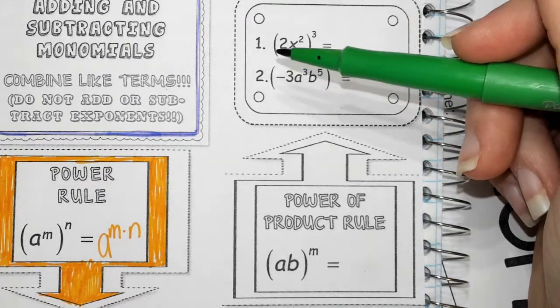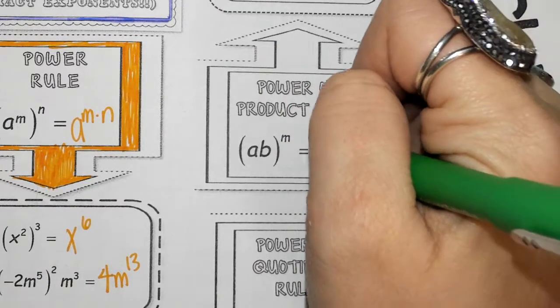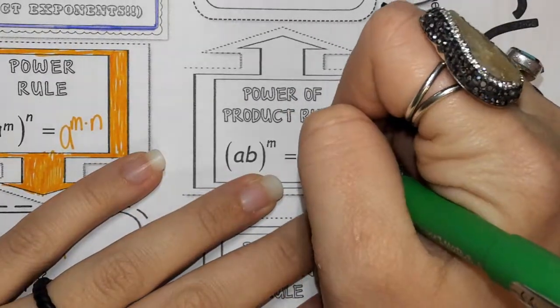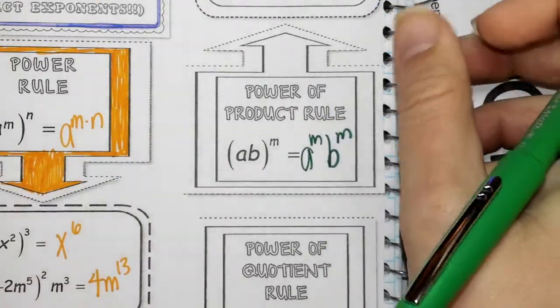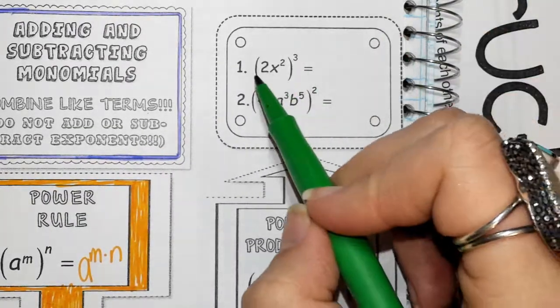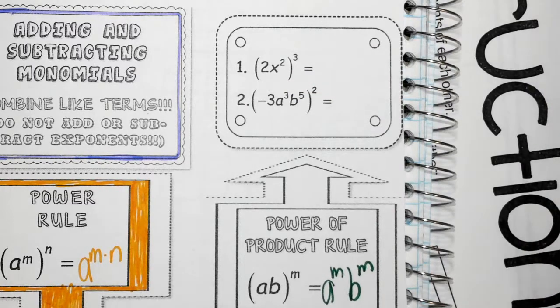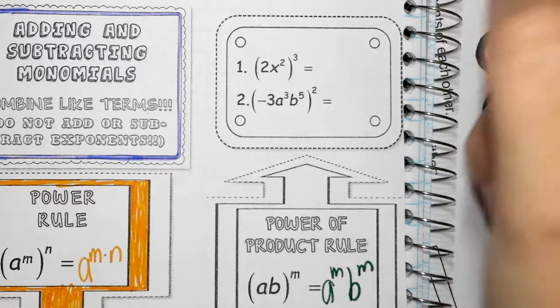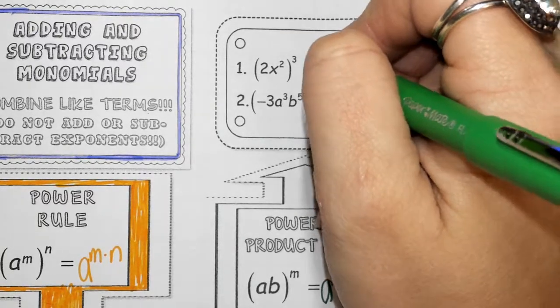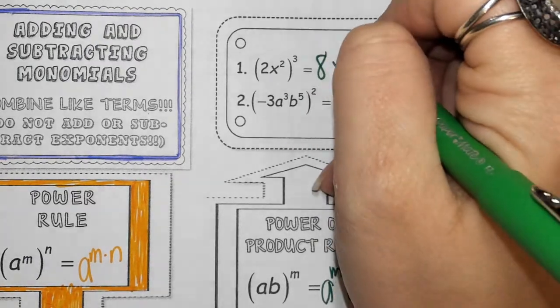Oh my gosh. Okay, so the power of a product means you raise everything in that parentheses. So it would be A to the M, B to the M. And then up here, what would we do with the coefficient of 2? Not the baby 2, the coefficient. Would we multiply it by 3 or would we cube it? Cube it, and what's 2 cubed? 8. And then we would do the exponent of 2 times 3, which gives us x to the 6th.